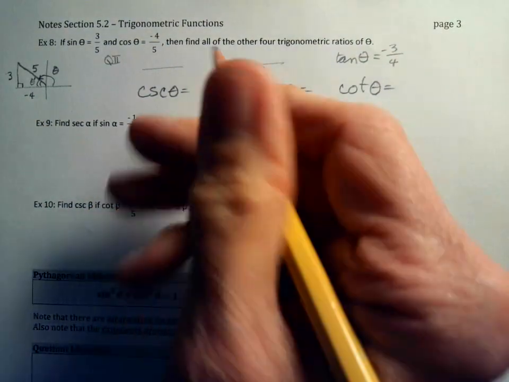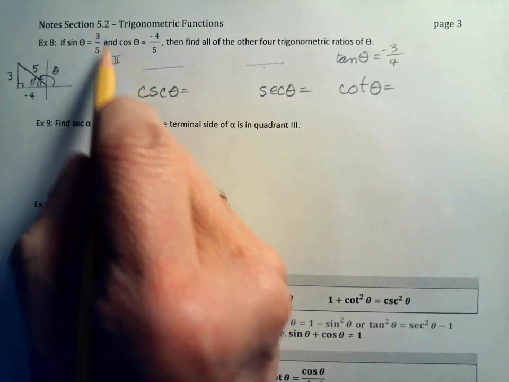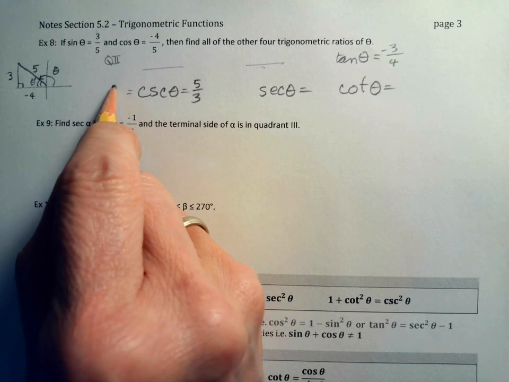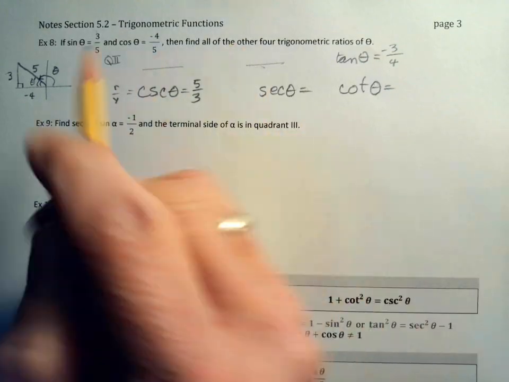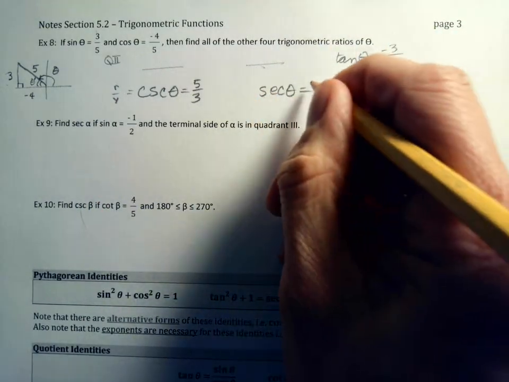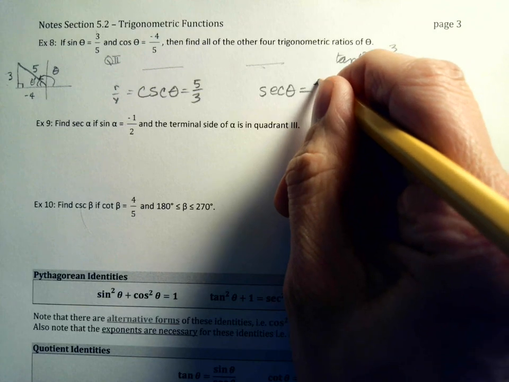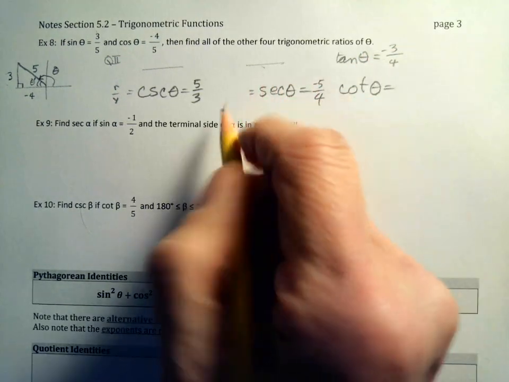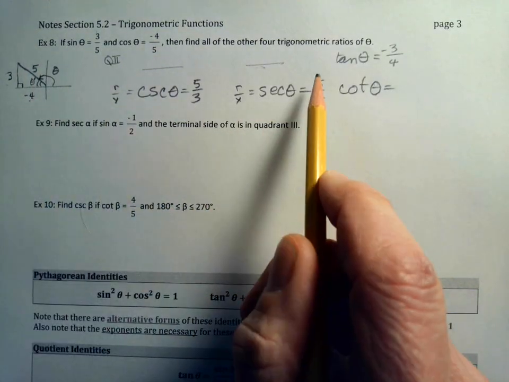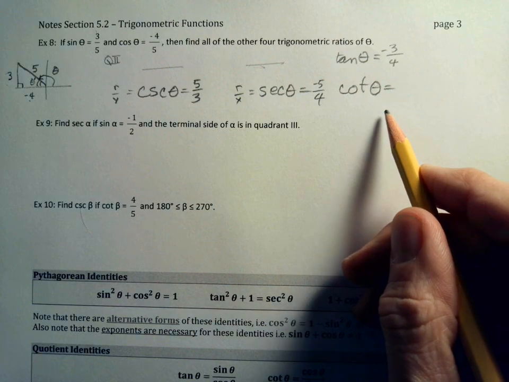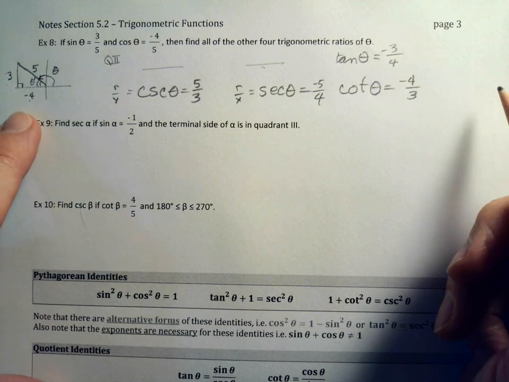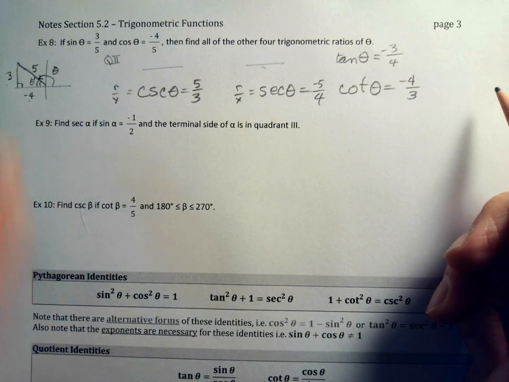All right, cosecant. Remember that the cosecant is just the reciprocal of sine. So 5 over 3. It's also r over y, so 5 over 3. Secant is the reciprocal of the cosine, so negative 5 over 4. Remember that is r over x, so 5 over negative 4, or negative 5/4. And the cotangent is the reciprocal of tangent, so negative 4 over 3. That's x over y, so negative 4/3.